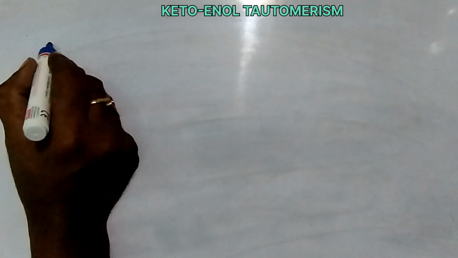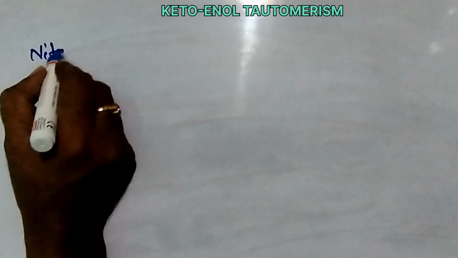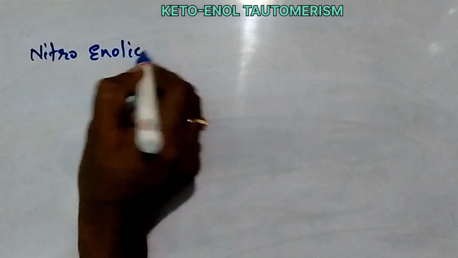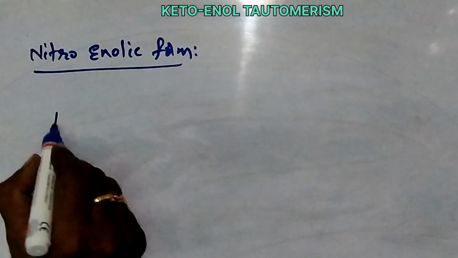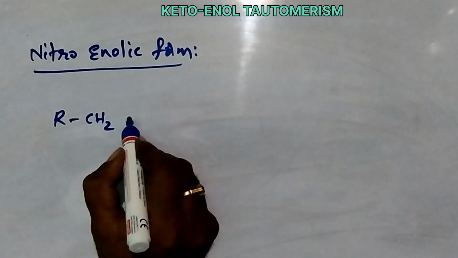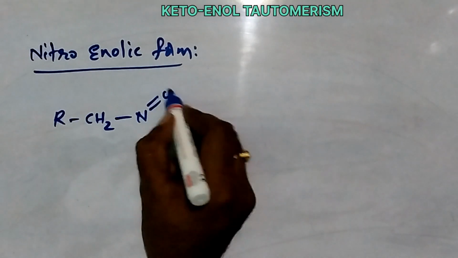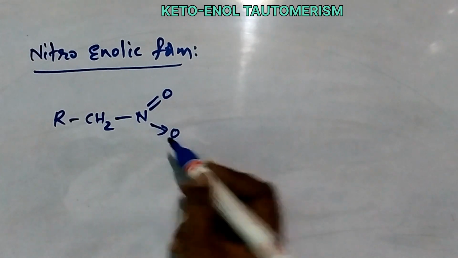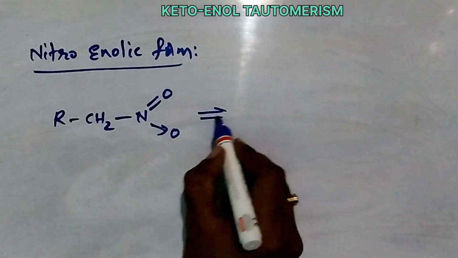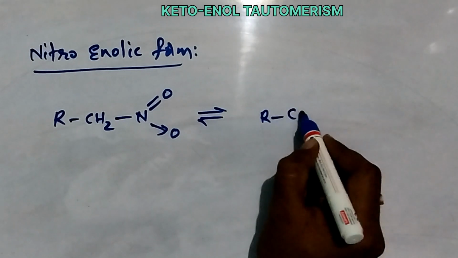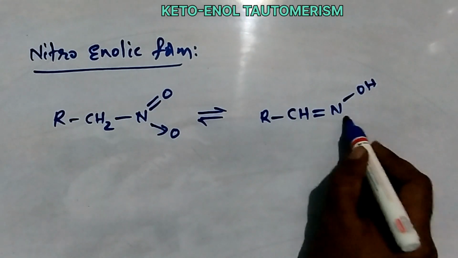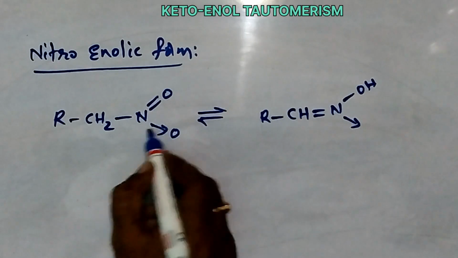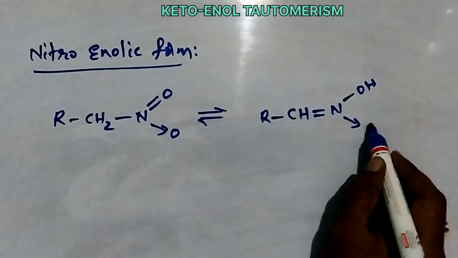Nitroenolic form we will see once. Nitroenolic form: RCH2 single bond N double bond O, then single bond O. Then RCH double bond N OH, where in a nitro group there is one double bond O and another is a dative bond. Already we know this in chemical bonding itself.